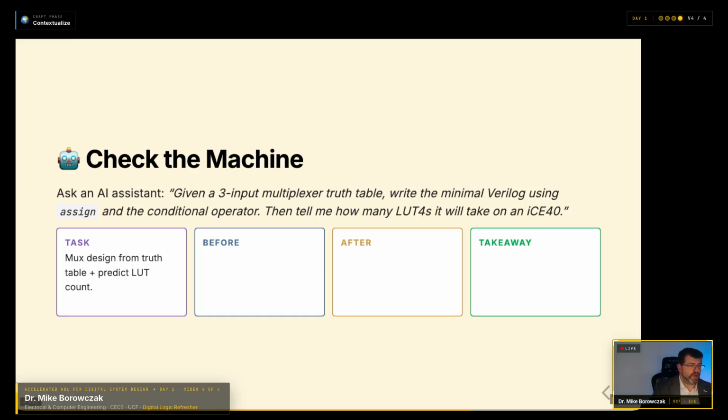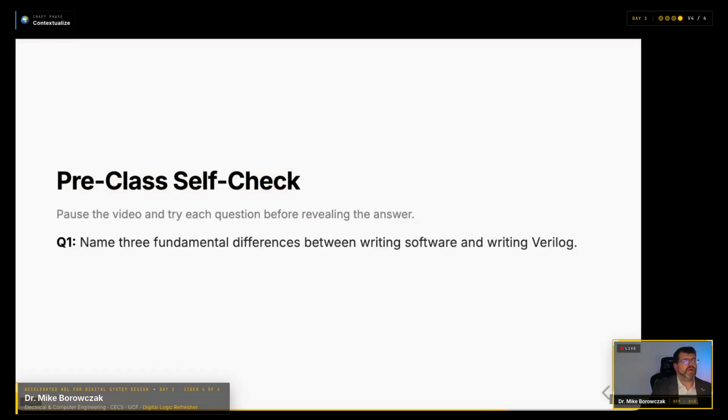So just know that. Okay, so before we meet for class in person, or if you're doing this on your own and want to spot check yourself, try to answer these questions. Pause the video after each one of these, see if you can answer it. What are 3 fundamental differences between writing software and writing Verilog? Go ahead and pause.